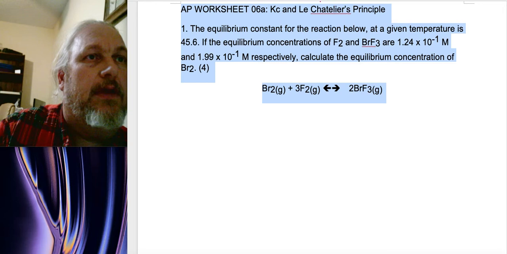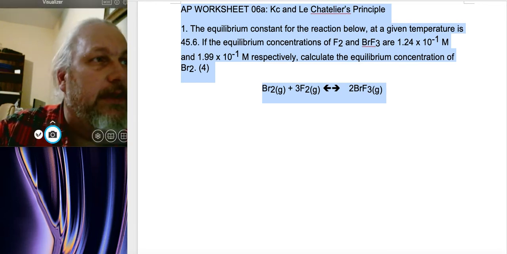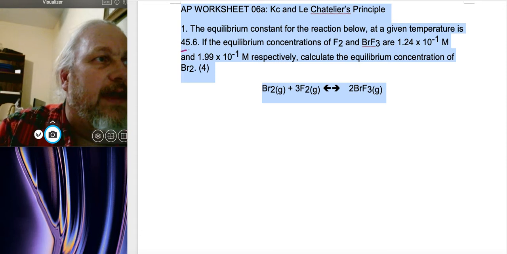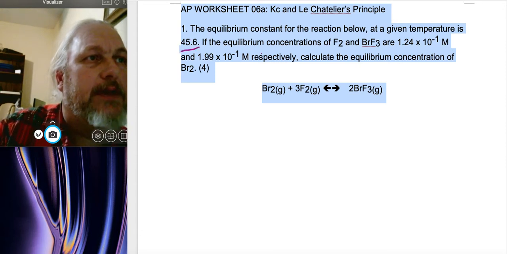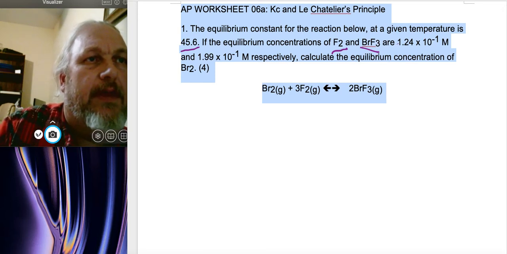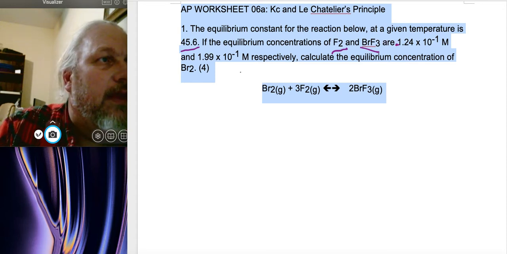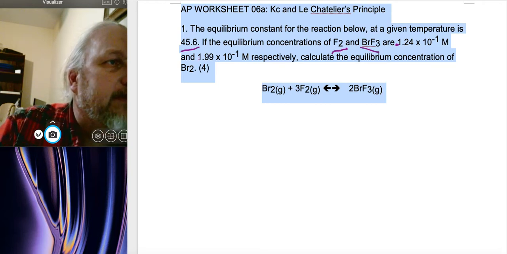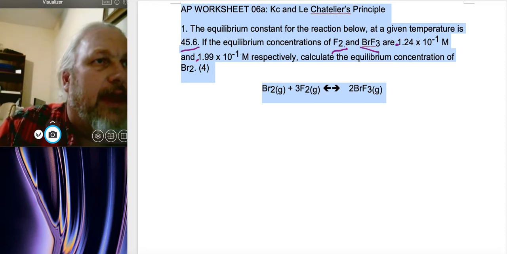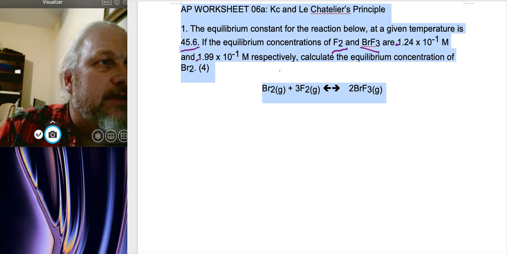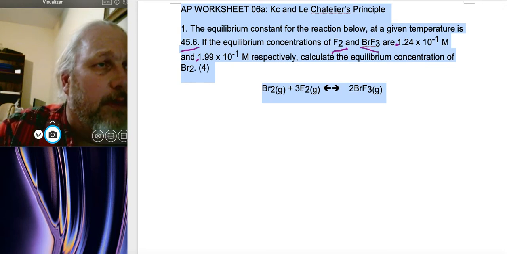The equilibrium constant is 45.6. If the equilibrium concentrations for fluorine F2 and bromine trifluoride BrF3 are 1.24 times 10 to the minus 1, which means 0.124 molar, and 1.99 times 10 to the minus 1 molar. Calculate the equilibrium concentration of bromine. Here's our formula. You can see it's balanced.